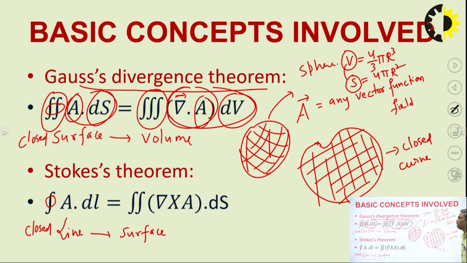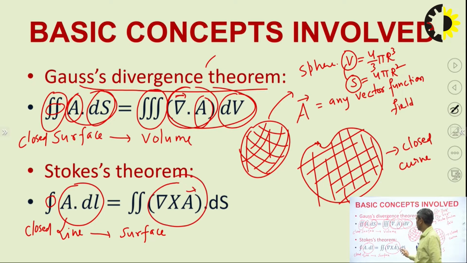So, both sides will be equal, that is the Gauss divergence theorem. And in the case of Stokes theorem, the line integration and the curl of the same vector field and its surface integration will be the same. So, this is Stokes theorem, or sometimes we call it Stokes curl theorem.